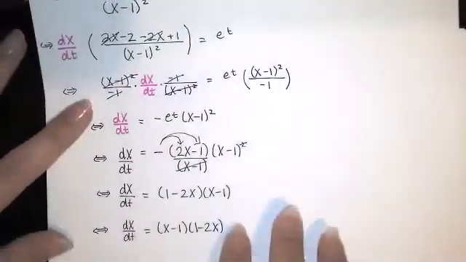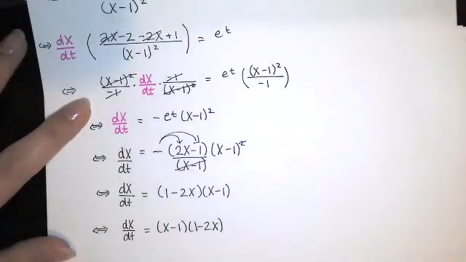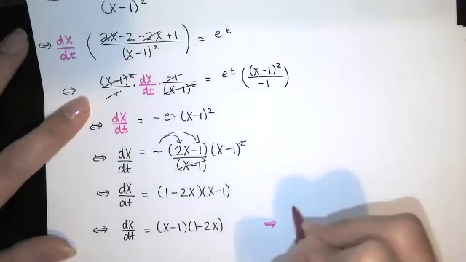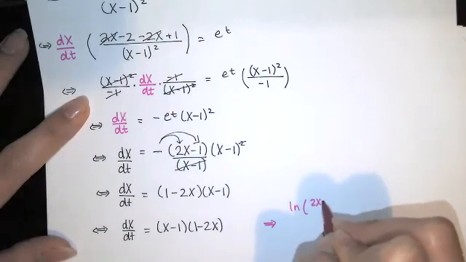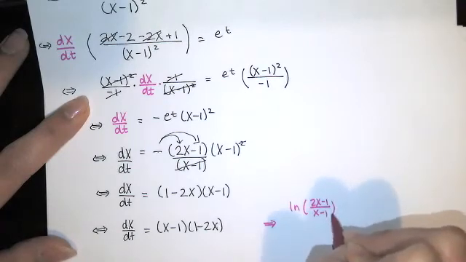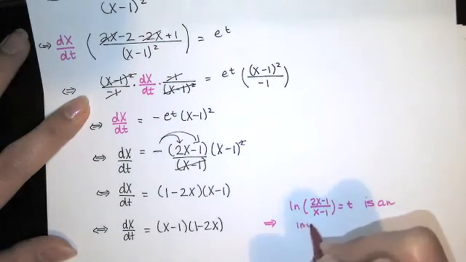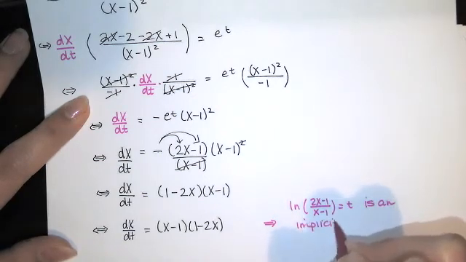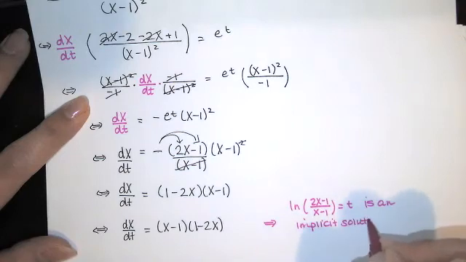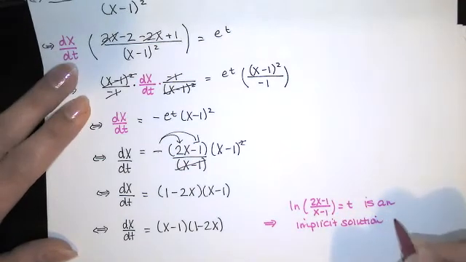And so we're just going to say that, assuming that there actually exists a function that satisfies the relation as well as the differential equation, we have just verified that the natural log of 2x minus 1 over x minus 1 equals t is an implicit solution of the differential equation.